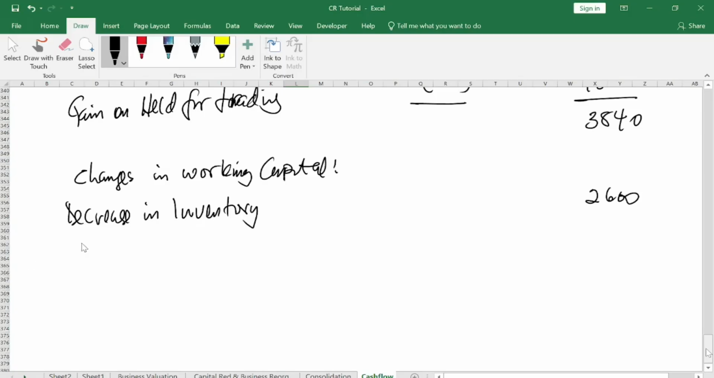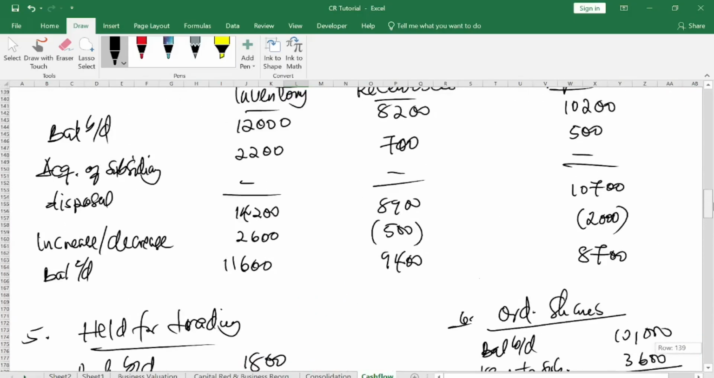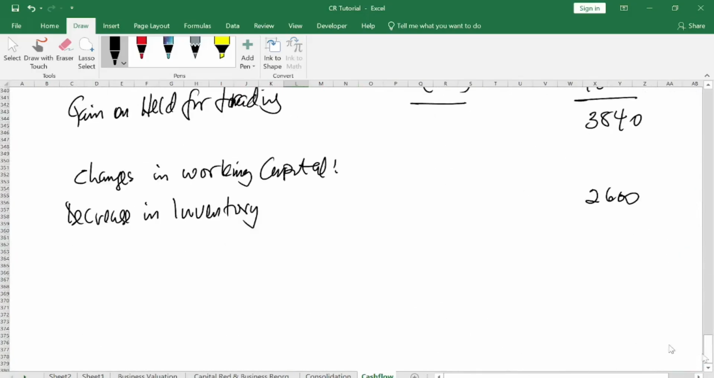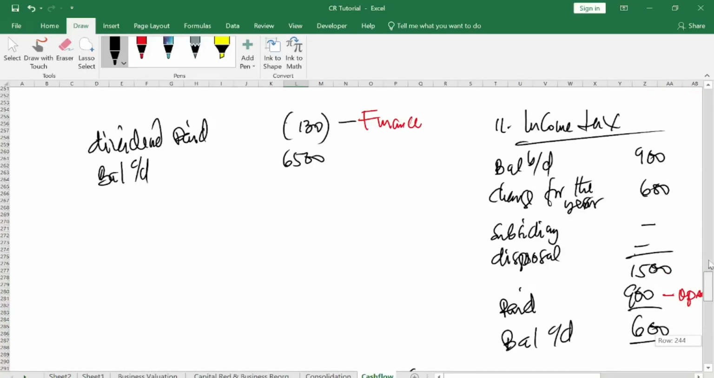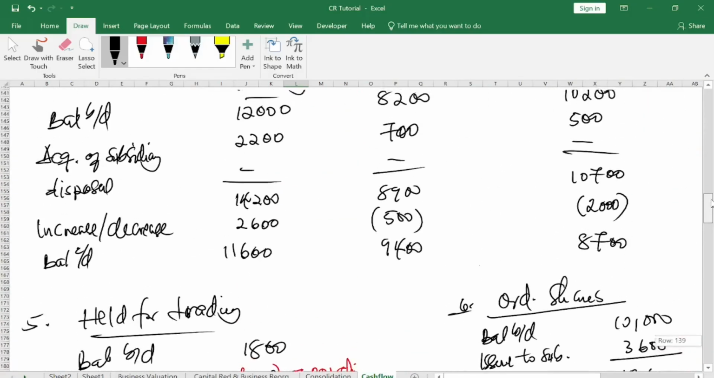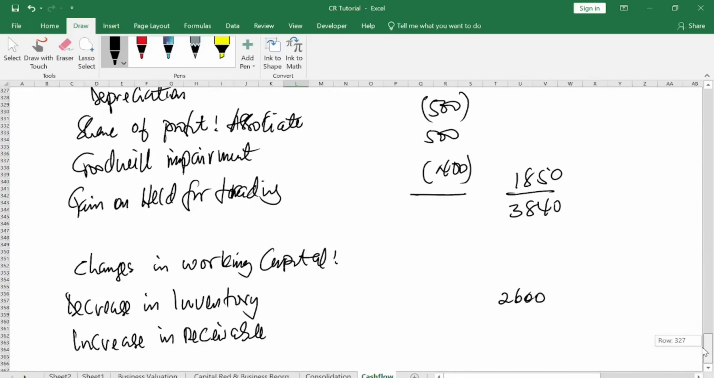Then let's go to receivables. Is it an increase or decrease? That one has increased. So increase in receivables. How much is the increase in receivables? 500. Okay, it has increased by 500. So it is negative. You put it in bracket.